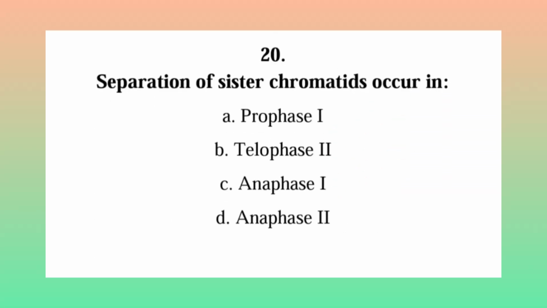20. Separation of sister chromatids occurs in A. Prophase 1. B. Telophase 2. C. Anaphase 1. D. Anaphase 2. Answer D. Anaphase 2. Separation of homologous chromosomes occurs in anaphase 1, whereas separation of sister chromatids occurs in anaphase 2 of meiosis 2. So answer is D. Anaphase 2.